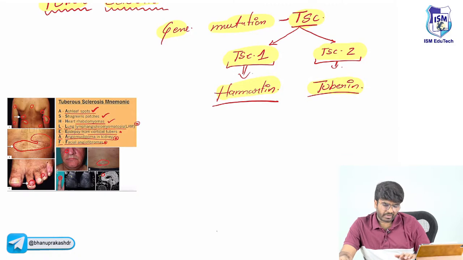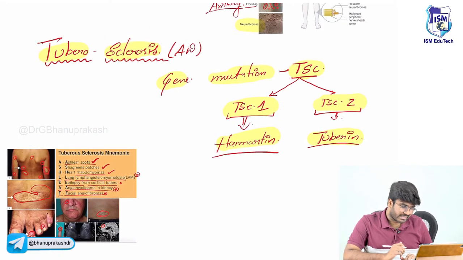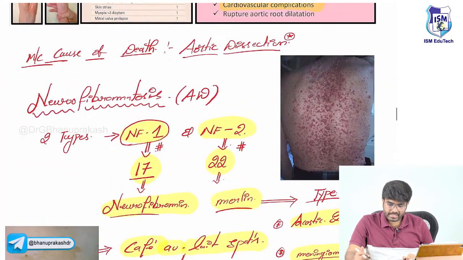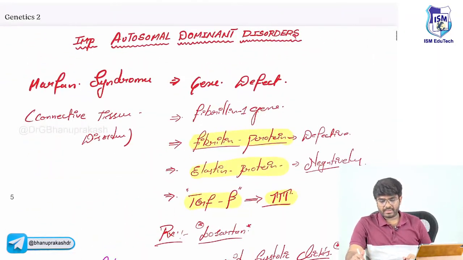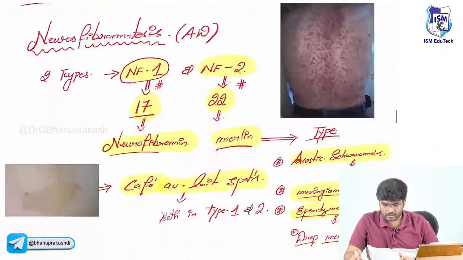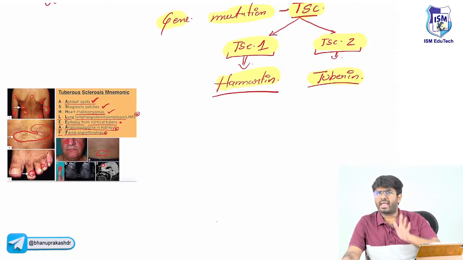So now we have discussed three important autosomal dominant disorders for your exam: tuberous sclerosis, neurofibromatosis, and Marfan syndrome. With this, autosomal dominant disorders are done. I have given 15 autosomal dominant disorders, and I have selected the 3 which will come in your exam.